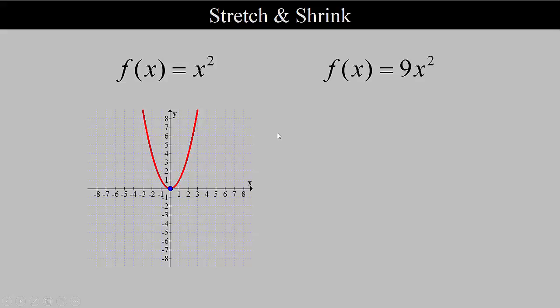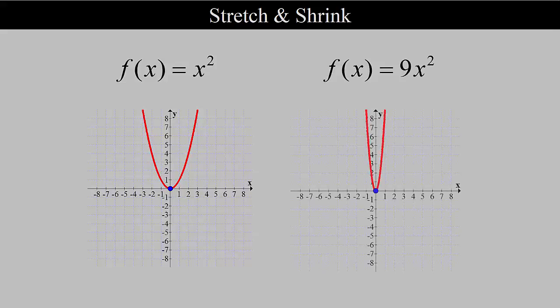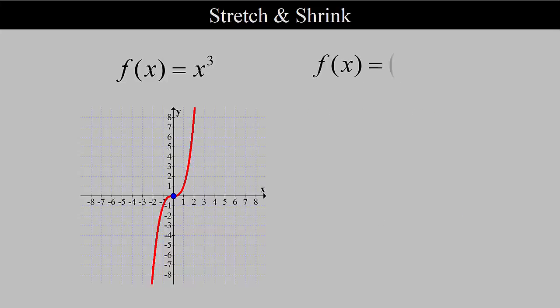If we got the graph of x squared and we put a number outside the x squared, then the graph is going to be stretched that much vertically. Here's the graph of x cubed. If we put a number inside, as in the parentheses, then we're going to be changing the graph horizontally. A small number makes it bigger.